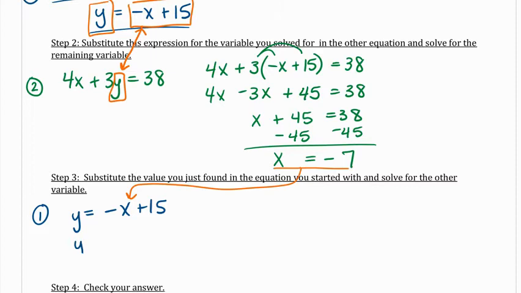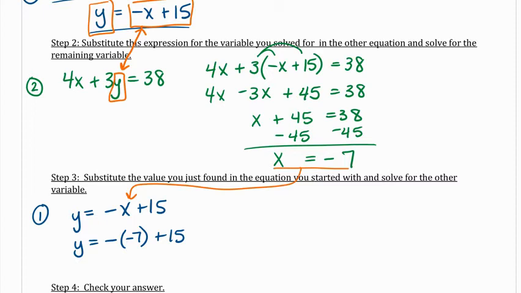Okay, so then I get y equals, but then instead of x, I've got a negative sign there. That has to stay the same. But then for x, I'm going to substitute in negative 7 plus 15. The parentheses means I'm substituting in some other value for that variable. Why don't we keep that negative? Because this negative is part of the equation, and this negative is part of the value I'm plugging in.